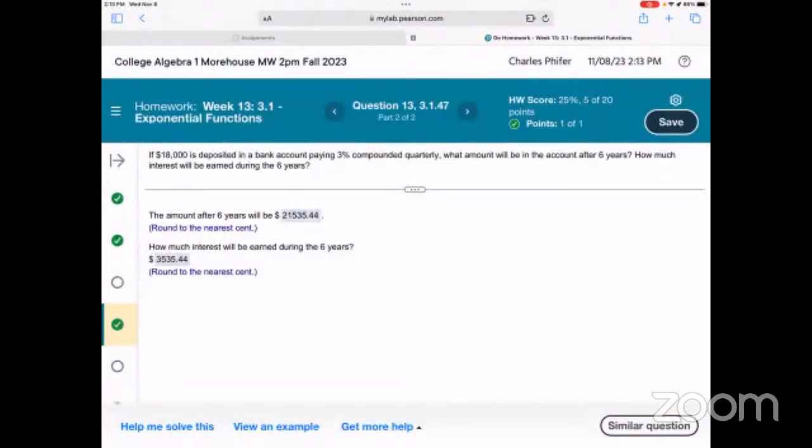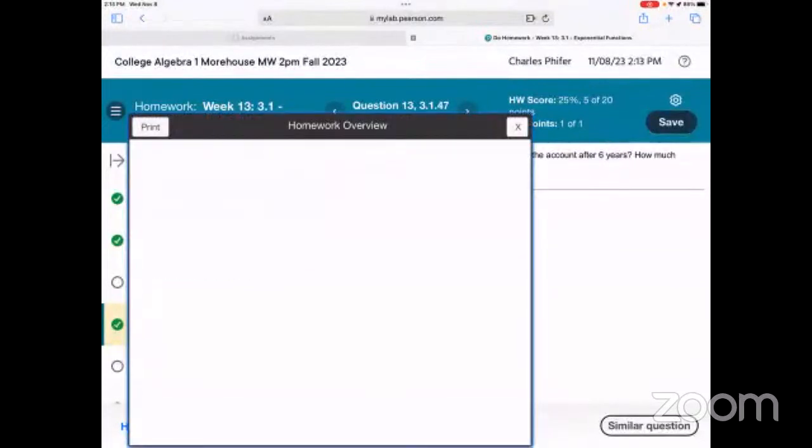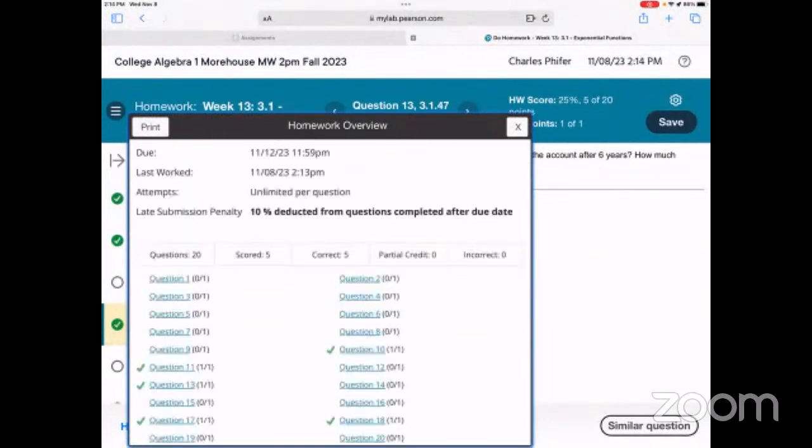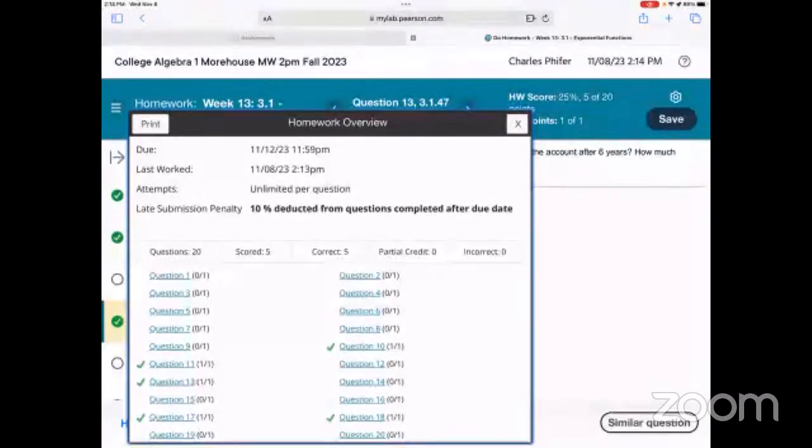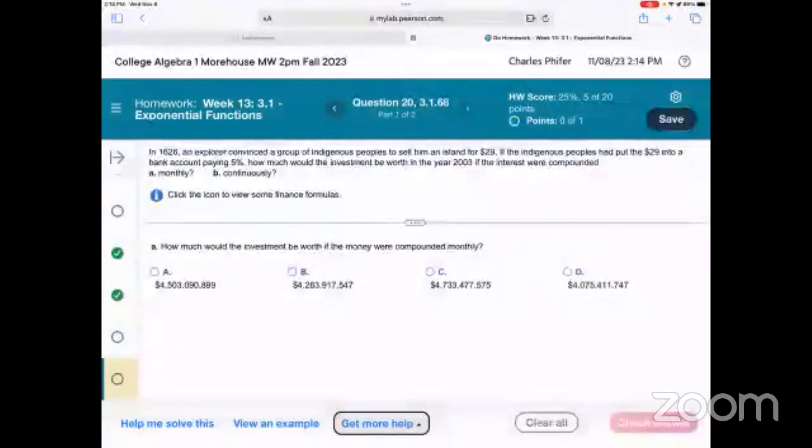Again, if anything isn't clear, yeah. Hey, Google, give me a random number between 1 and 20. 20.